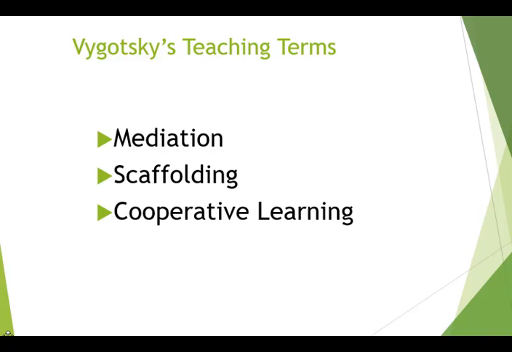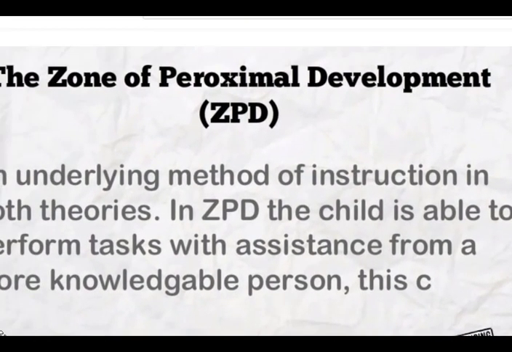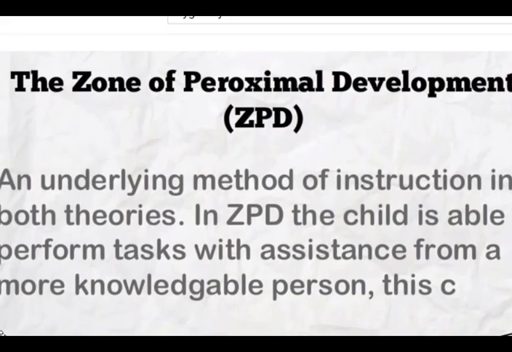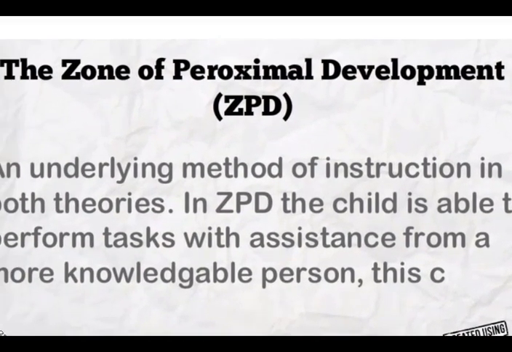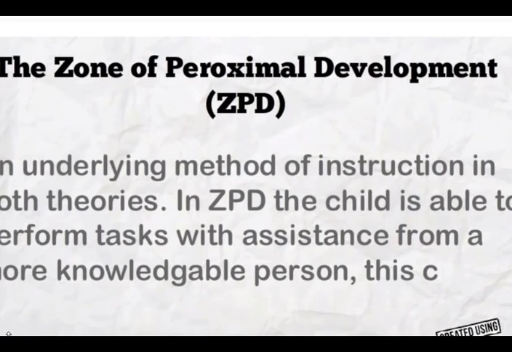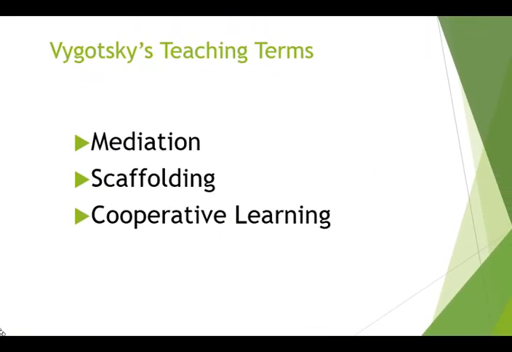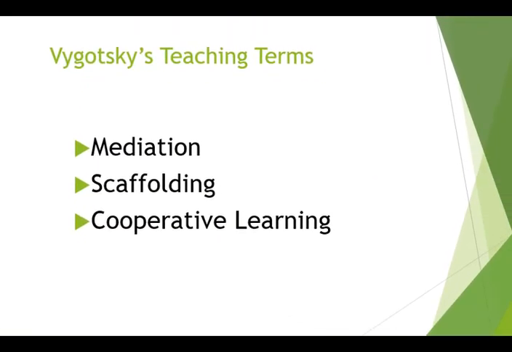But there are some other important things that are relevant that Vygotsky used in determining some of these important educational concepts. First of all, one of Vygotsky's things that he used was the idea of the zone of proximal development, which is a method of instruction in which a child is able to perform tasks with assistance from a more knowledgeable person. Now, that more knowledgeable person may be a teacher, that more knowledgeable person may be another student.